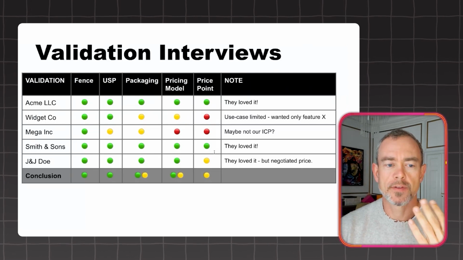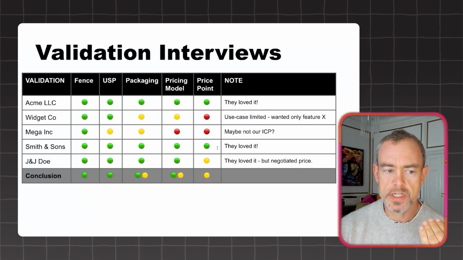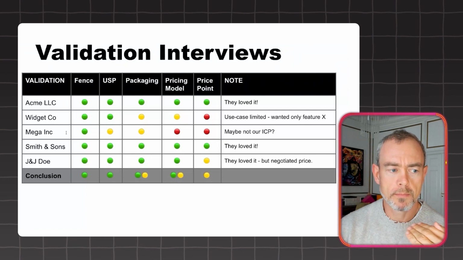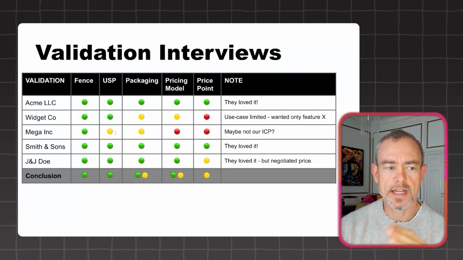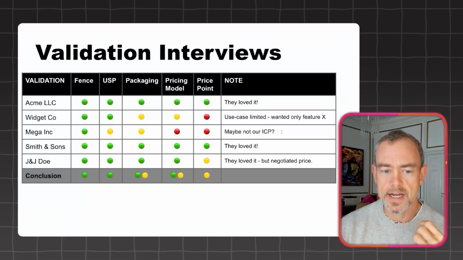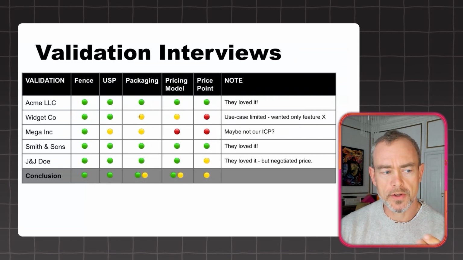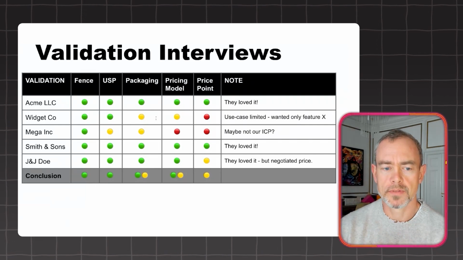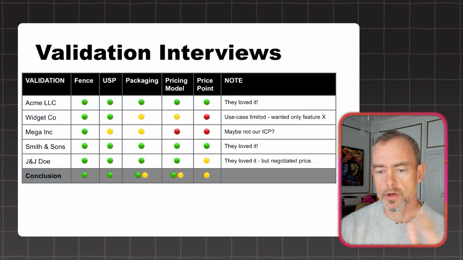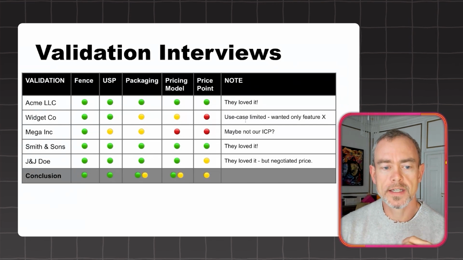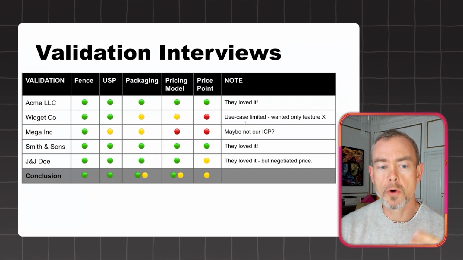Maybe they get green lights at price points, which is too cheap, but we have one company here, Mega Inc. They didn't get the USP. And so maybe they're not the ICP that we're looking for. Then we had another customer, they sort of didn't get the packaging. They had a use case that was limited. They only wanted some of the features. And that then is useful for you so that you go back and fix it.